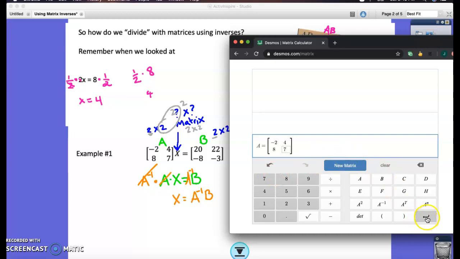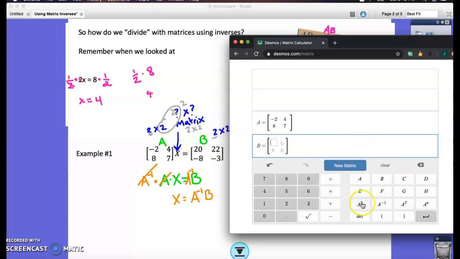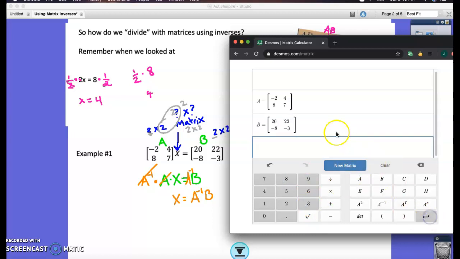Now I'm going to enter this and do a new matrix. It's also a 2 by 2. It's matrix B. Now, B is going to be 20, 22, -8, -3. I'm going to hit enter, and now I've defined the two matrices in my calculator.